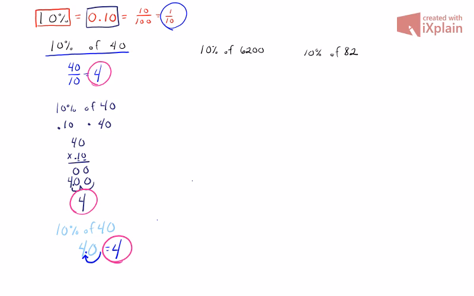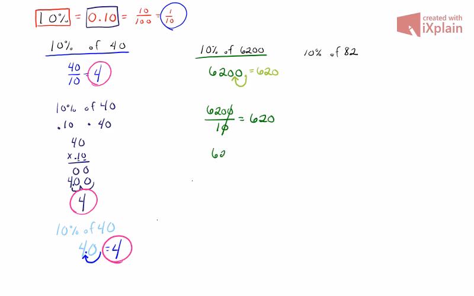So again, for example, if we work with 10% of 6,200, the shortcut would say to take 6,200 and move the decimal in one space. So then my answer would be 620. Again, if we were to approach this problem and do 6,200 divided by 10, we would see that it would become 620 when we reduce.